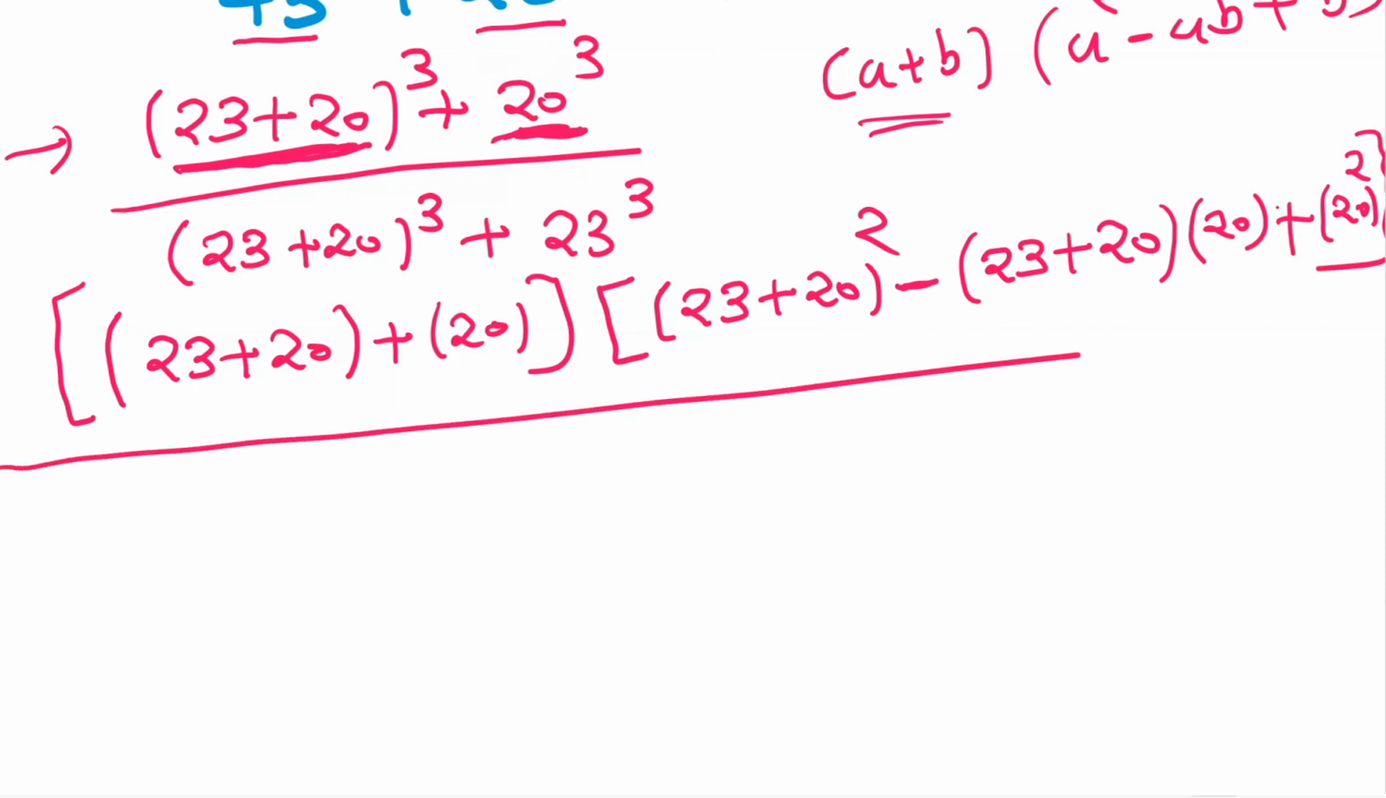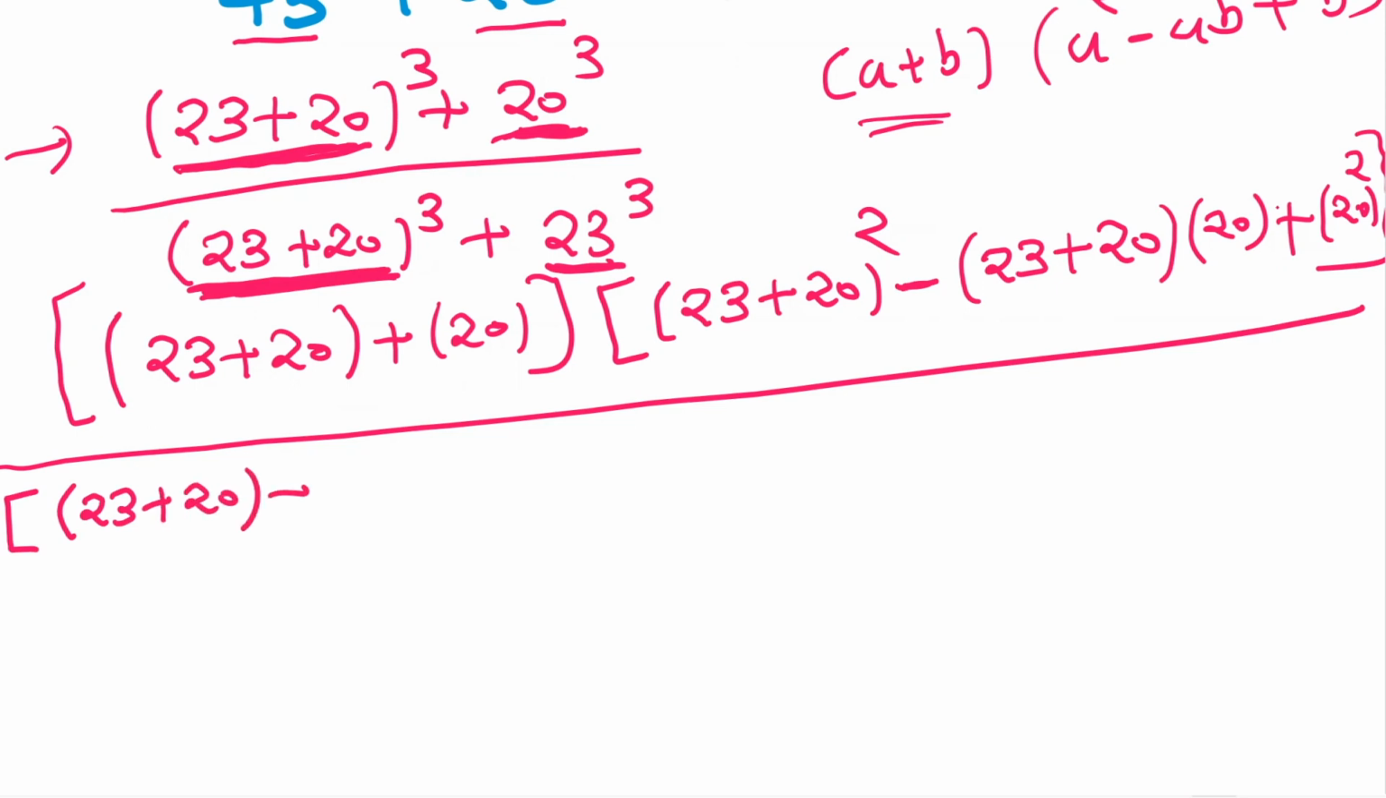Now everything divided by. In the denominator, we can see a cube plus b cube. Here, my a is 23 plus 20 and my b is 23. So we'll do the same thing, a plus b into the bracket a square minus ab plus b square. At first, a plus b: 23 plus 20, which is my a, plus 23, which is my b. A plus b is done.